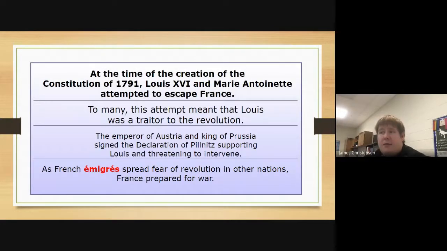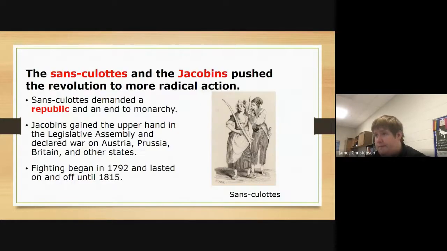And at that time, Louis XVI and Marie Antoinette attempted to escape France. To many, this attempt meant that Louis was a traitor to the revolution. The Emperor of Austria and the King of Prussia signed the Declaration of Pillnitz, supporting Louis and threatening to intervene. As French immigrants spread fear of revolution in other nations, France prepared for war.